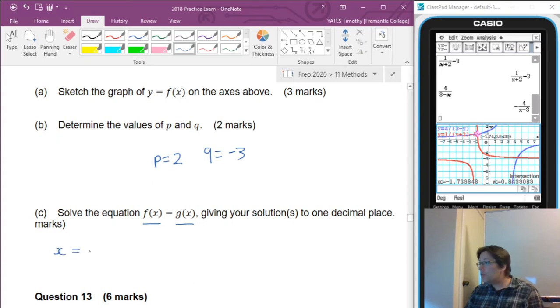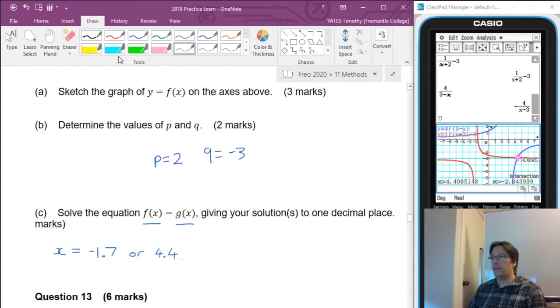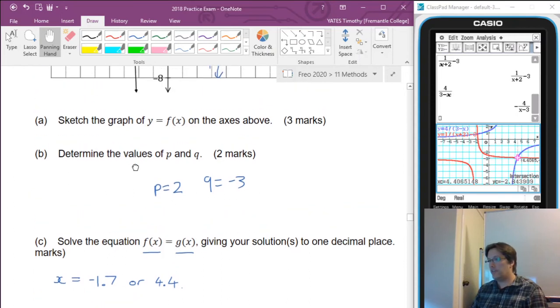X equals negative 1.7, and then we can push across to find the other one, or 4.4. And so this is really just do you know how to use your calculator to find intersections and how to enter all these graphs in and everything like that. And that's not too hard to do.